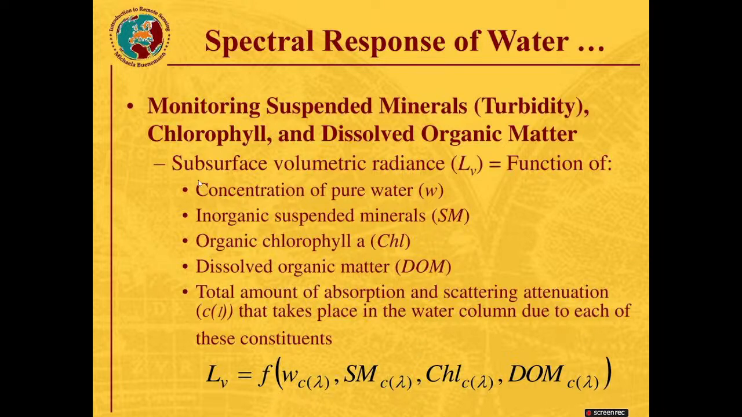So the subsurface volumetric radiance is a function of the concentration of pure water, W, inorganic suspended material, SM, organic chlorophyll, CHL, and dissolved organic matter, DOM. All of those parameters or factors determine the total amount of absorption and scattering that takes place in the water column due to these constituents when you want to work with that.